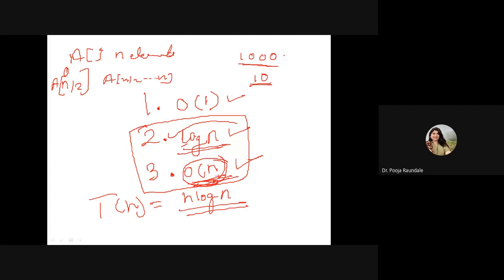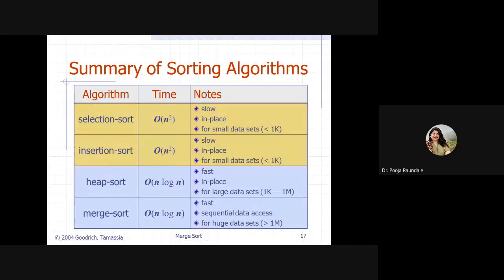We will solve it by the way of recurrence and master method. First unit ka thoda sa topic baki hai, so that's why it will be a little hard. But today onwards we have to start our practicals. So I'm going a little faster for this particular topic. So merge sort is n log n.